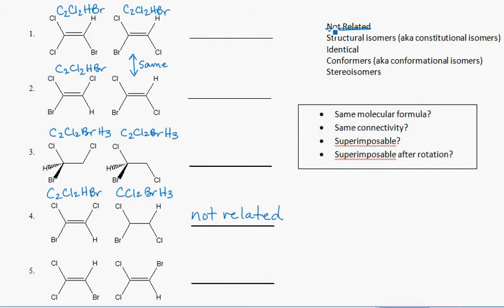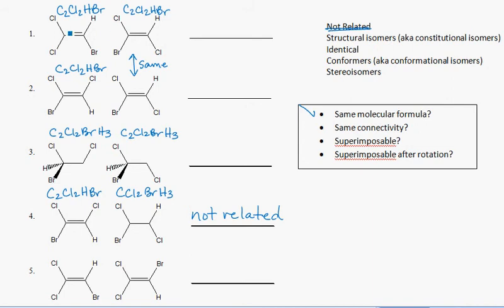And we asked 1 question, same molecular formula. So we're done with that question. The next question we should ask is, do the molecules have the same connectivity? And we don't need to pay attention to pair number 4 anymore because we've determined their relationship. So we only have to look at the remaining 4 pairs.